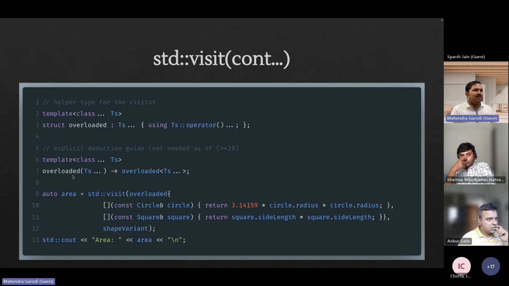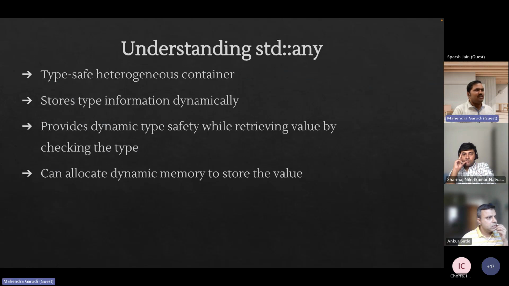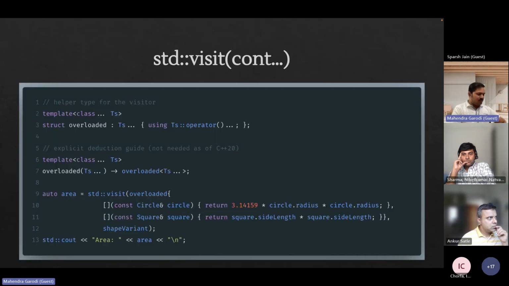Basically what we are saying is that when we are passing all these parameters to the overloaded, we are telling it what to deduce from it. So it will work like a charm. Now you can have different lambdas. So that's it. That was std visit. Any questions?